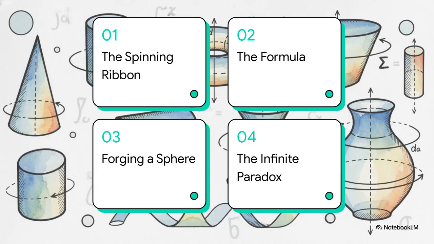So here's our game plan. First, we'll get the main idea down, this concept of a spinning ribbon. Then we'll unpack the actual formula you need. After that, we'll prove it works by building a sphere from scratch. And finally, we'll circle back to that crazy infinite paint paradox.